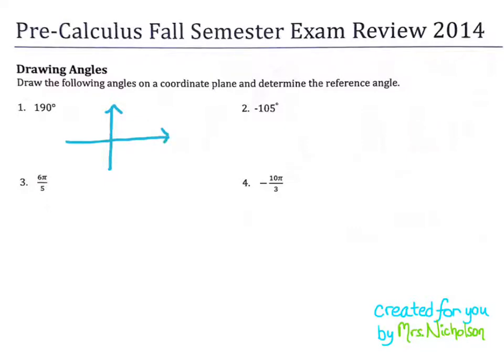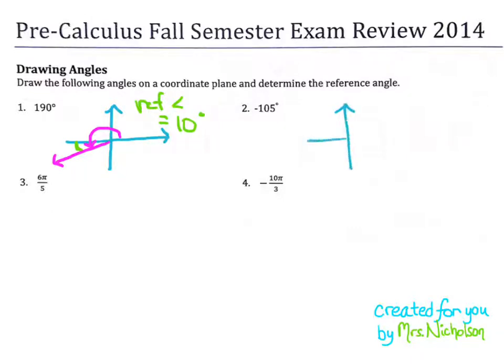Now 190 degrees, that's bigger than 180 degrees, and so that angle is going to have its terminal side right here in quadrant 3. And we need to be sure to draw the direction arrow to indicate that this is a positive angle. Now the reference angle is going to be the angle between the terminal side and the x-axis. This little angle right here. And to find that angle, we're just going to subtract 180. And so my reference angle here is 10 degrees.